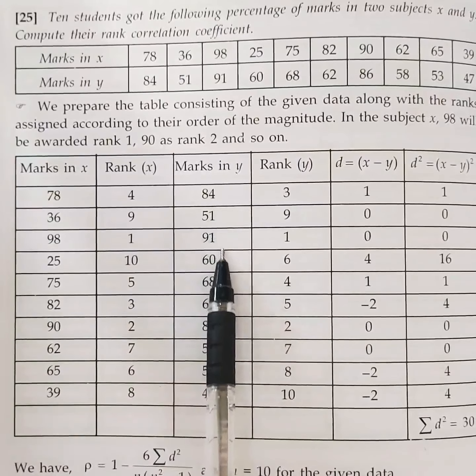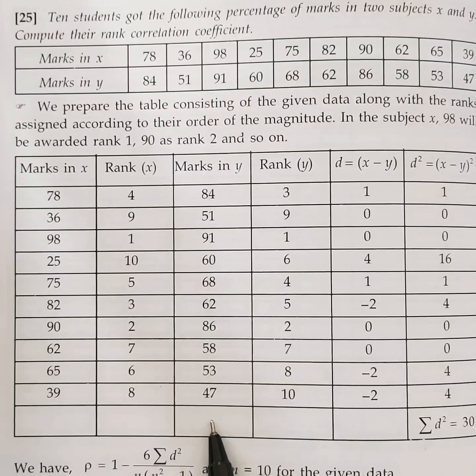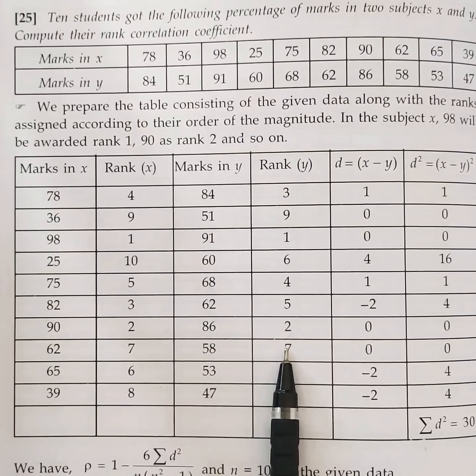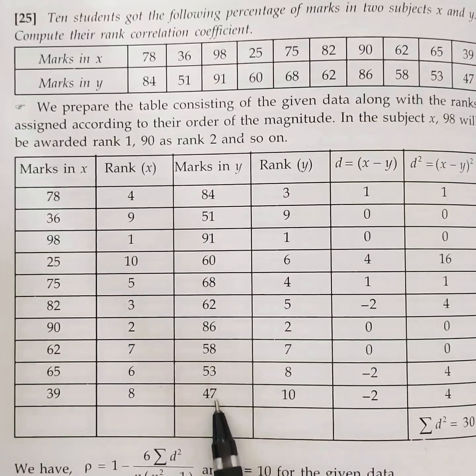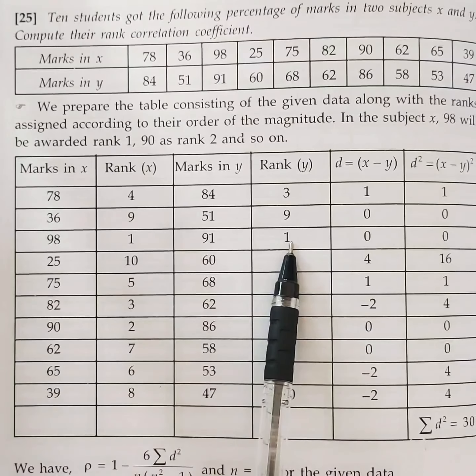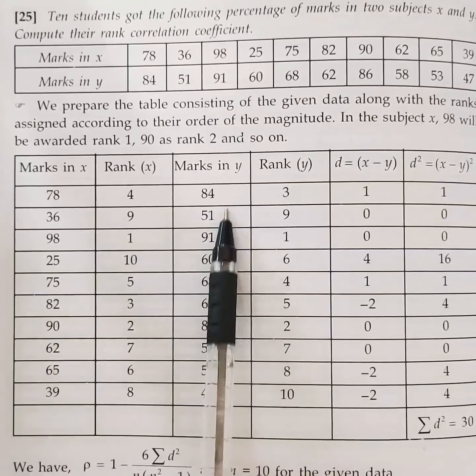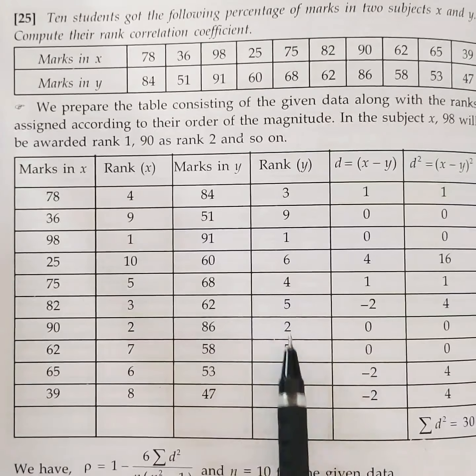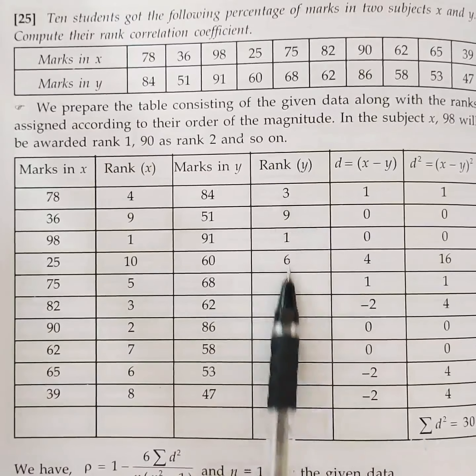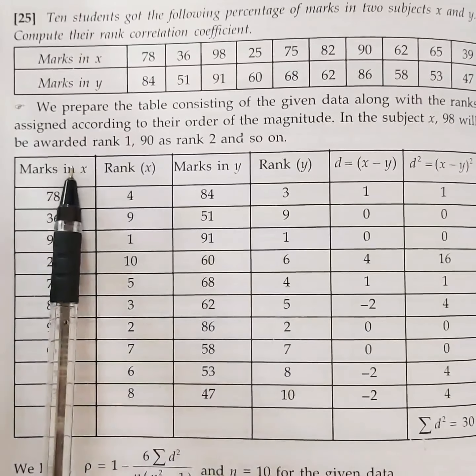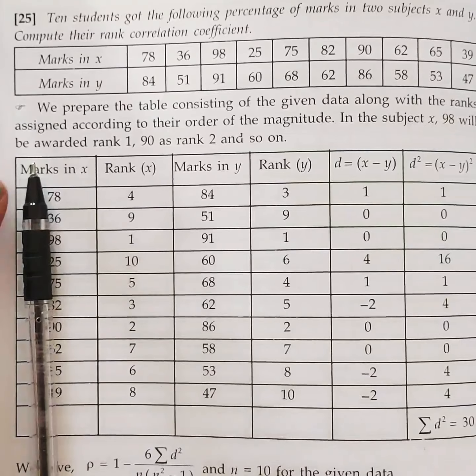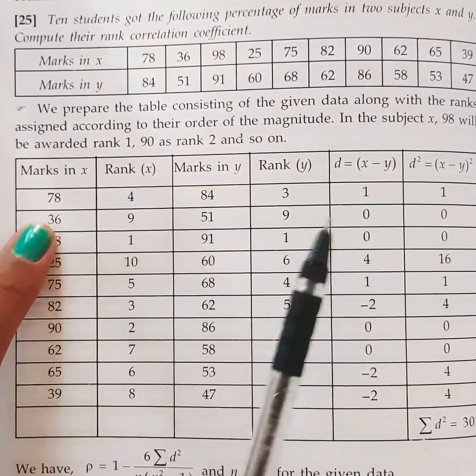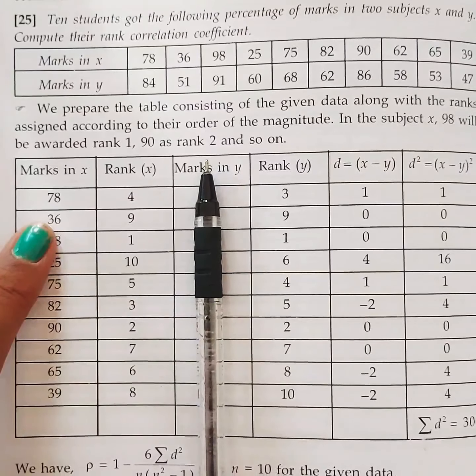Similarly, you write all the Y values and write the corresponding rank. What is the highest mark in Y? 91, so rank 1. What is the least mark? 47, so rank 10. Like that you have to arrange it. 1, 2, 3. So the rank of Y is ready. So I am going to delete this. We are not going to use this, as well as this, for the calculation.